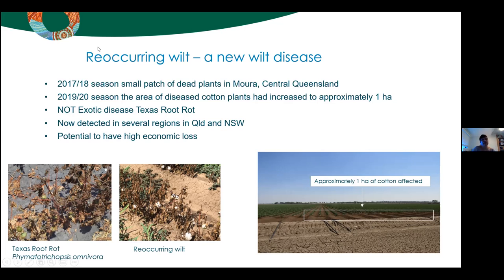And they didn't tell us about this small patch initially. We heard about it when it was a 1 hectare patch in an 18 hectare field because they were concerned it was an exotic disease. And in these photos below, on the left, this is Texas root rot, which is exotic to Australian cotton. And then on the right is what we now term reoccurring wilt.